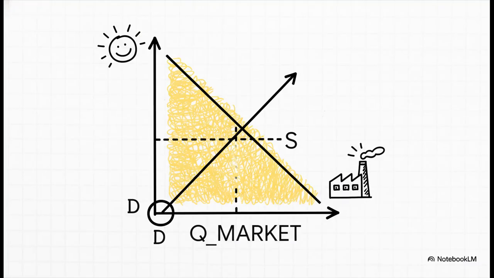Okay, before we get to the problem, let's just quickly refresh on our before picture. A perfectly efficient market. In a normal market, let's say for aluminum, the demand curve just shows how much buyers value it. We call that the private value. And the supply curve shows how much it costs the factories to make it, the private cost. Where they cross, that's our equilibrium, Q market. And at that exact point, total well-being, or welfare, is maximized. It's perfect. That's our efficient baseline.